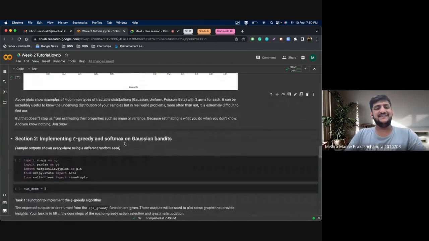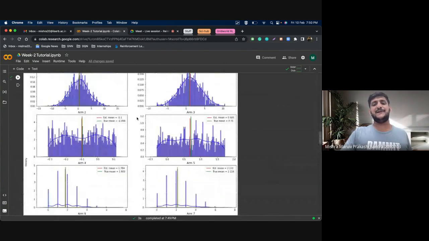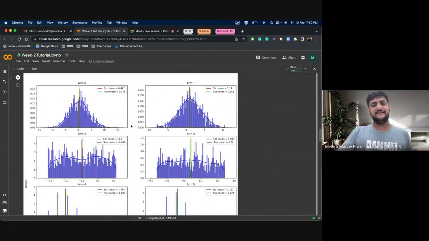Now we implement the epsilon greedy and the softmax on the Gaussian bandits. So this was just for an experiment part. If each arm is pulled sufficiently enough, you eventually reach closer to the true mean, right?